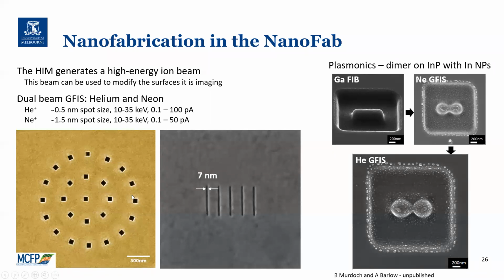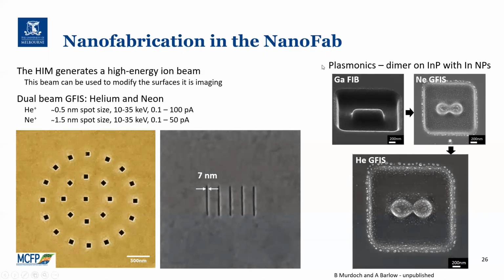And what we can do, into gold in this particular case, is create patterns and structures with very high fidelity. So these are 100 nanometer square apertures in gold, created into an array just for a little bit of fun within the software. And these are 7 nanometer gold lines that were demonstrated on the instrument when it was installed. So this is gold on glass with a 7 nanometer gap size cut into the gold with the helium beam.